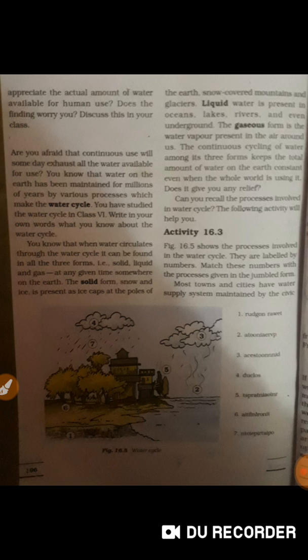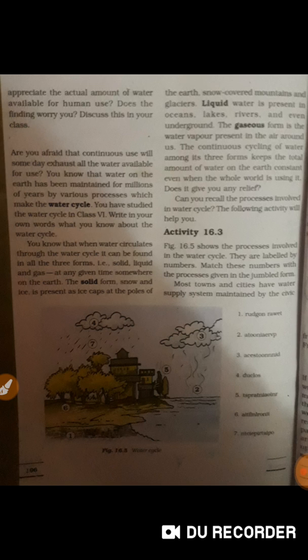Then there is one more form of water, what we call gaseous form. It's present in the air around us in the form of water vapor. And there is continuous cycling of water among its three forms, that is solid, liquid, and gaseous form. This cycling keeps the total amount of water on the earth constant. That's why we don't feel dearth of water. This continuous cycling is what we call the water cycle, which you have already studied in grade 6. So you will write whatever you know about the water cycle in your science notebooks. Plus, you will draw a beautiful, well-labeled diagram of it.